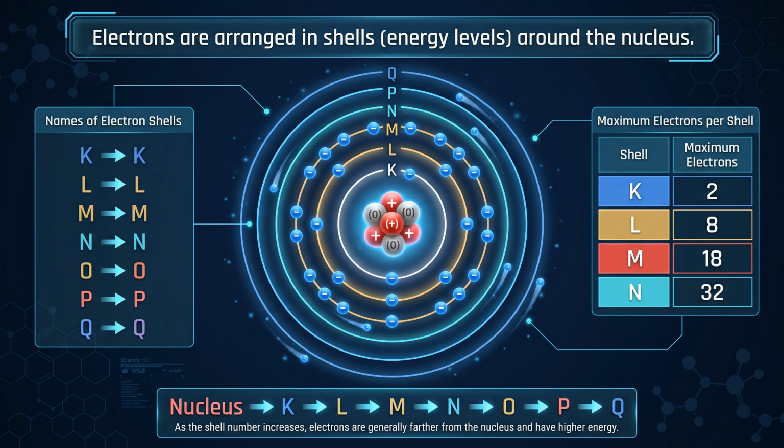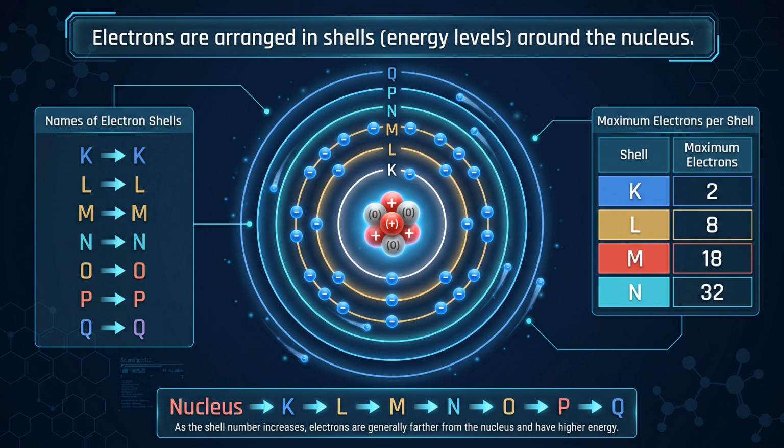For the K shell, n = 1. Maximum electrons = 2 × 1² = 2 electrons. For the L shell, n = 2. Maximum electrons = 2 × 2² = 8 electrons. For the M shell, n = 3. Maximum electrons = 2 × 3² = 18 electrons. For the N shell, n = 4. Maximum electrons = 2 × 4² = 32 electrons. Similarly, the O, P, and Q shells can hold even larger numbers of electrons according to the same formula.